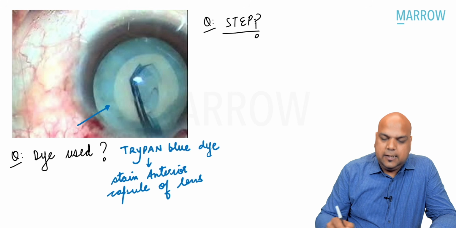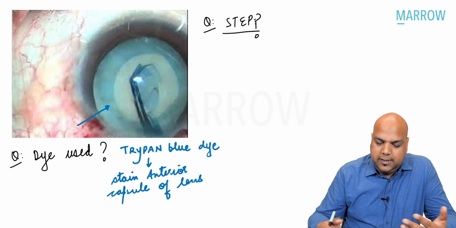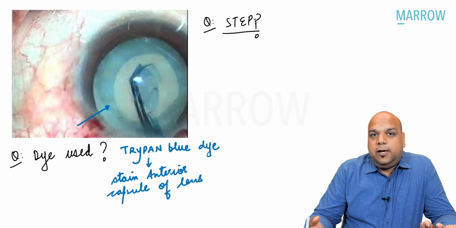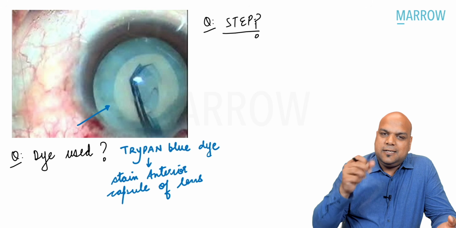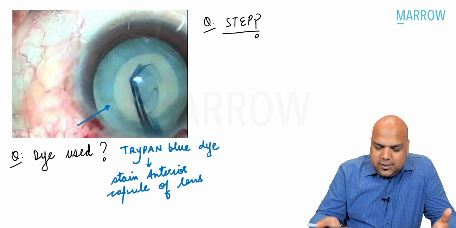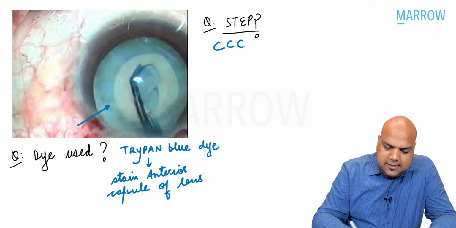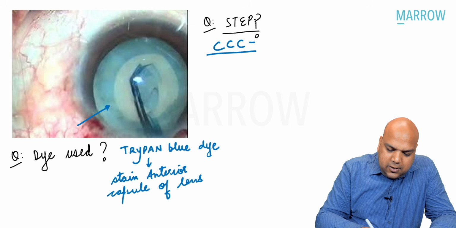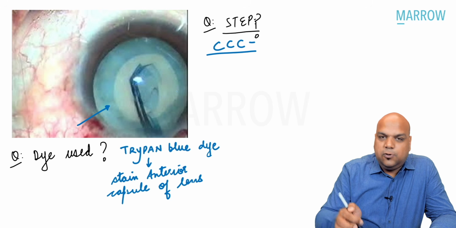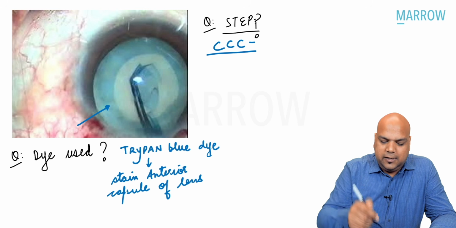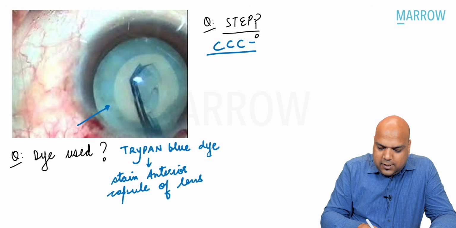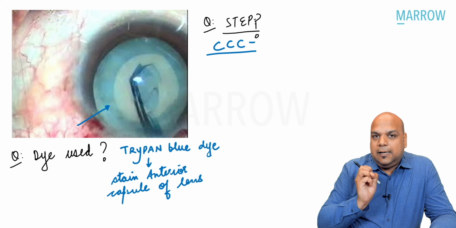Why do we stain the anterior capsule of the lens using trypan blue dye? That is the step, because we want to create a window in the anterior capsule of lens to be able to take out the nucleus and to implant an IOL. So what is the step known as? The step is known as CCC. You can see a continuous curvilinear capsulorhexis. A round window has been created. You can see the forceps and you can see the torn part of the anterior capsule.